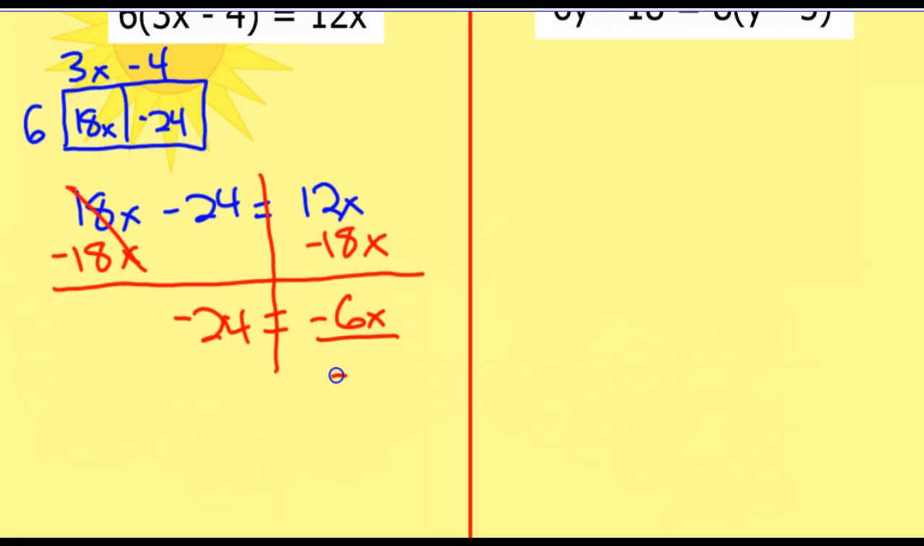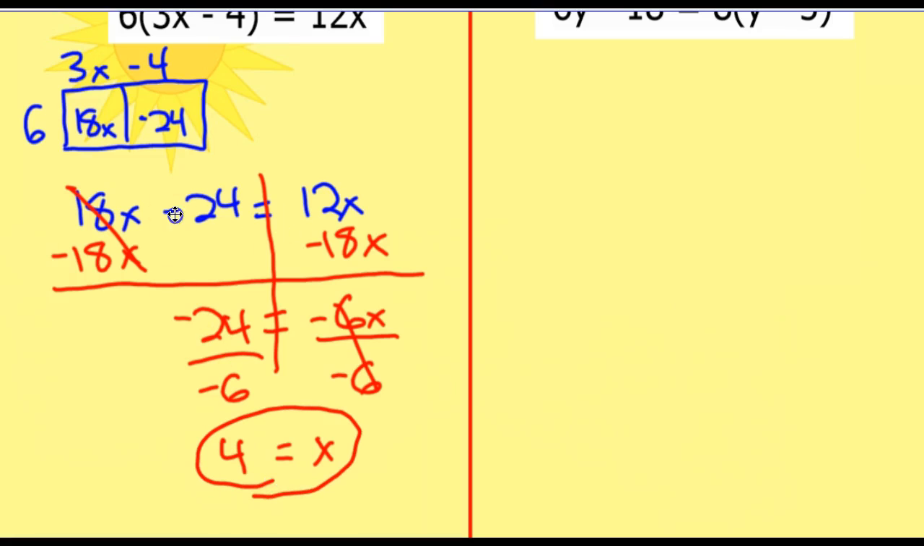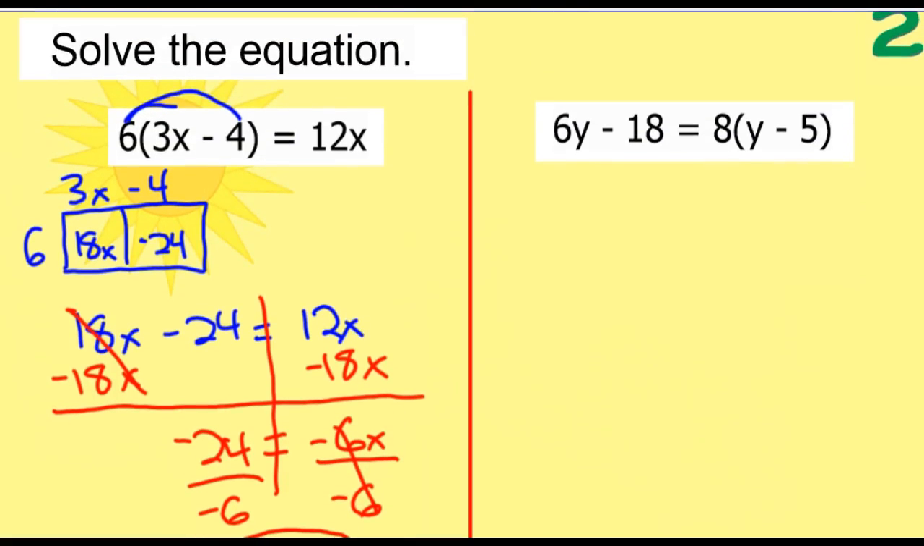I'm going to divide by negative 6, divide by negative 6. X is now going to equal, two negatives is going to be a positive, 24 divided by 6 is 4. Now it doesn't matter which one you move over. So you can move the 12 over if you wanted to, you'd still get the same answer. It's just going to mean more work for you because there's going to be an extra step.